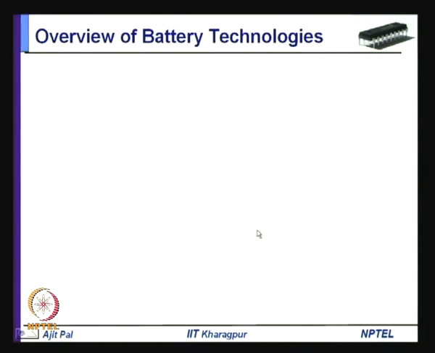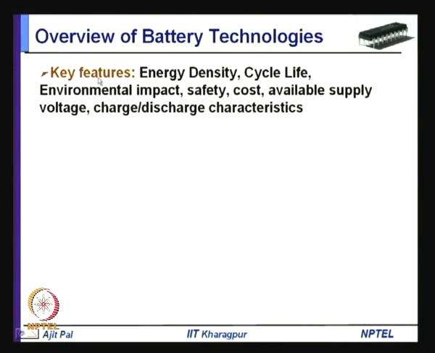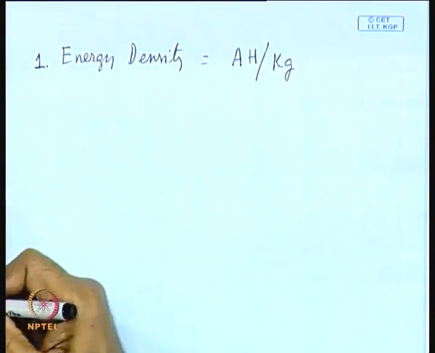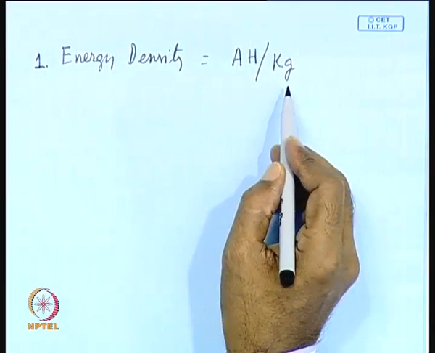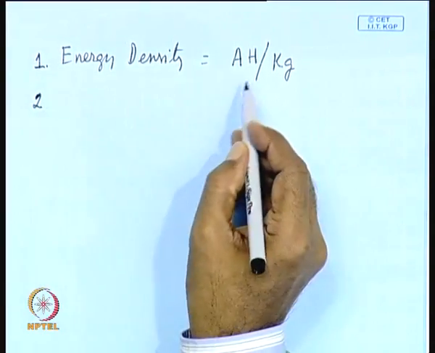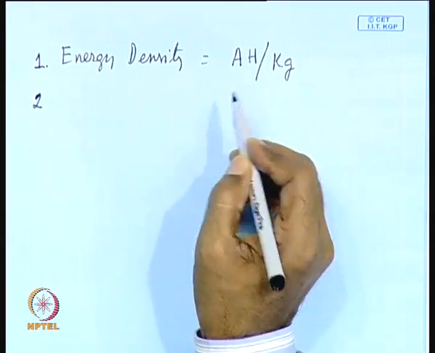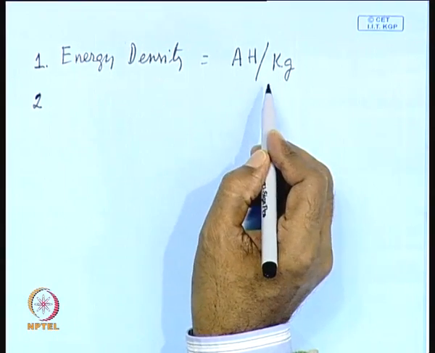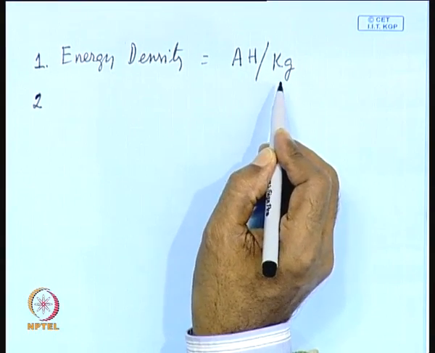So, now let us have a look at the different features that we use to characterize a battery. Number one is energy density, which I have already mentioned, that means the ampere hour per kg. This is a very important parameter, and we would like this parameter to be improved. That means, we want larger energy to be stored in a battery of smaller weight.